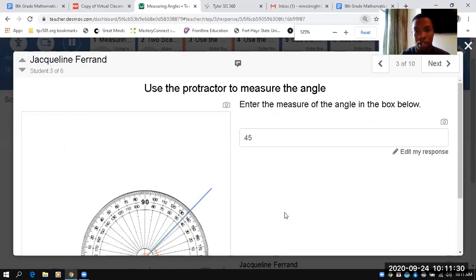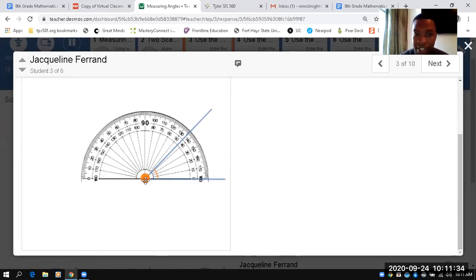What if I can zoom in? Yeah, I can. Look at that. The point is at the dot, all right? And the bottom line is in line with the 0. We might need to shift this up a little bit. But then when we go up to the top line, we realize that it's at 45 degrees because it's between 40 and 50. It's 45 degrees.